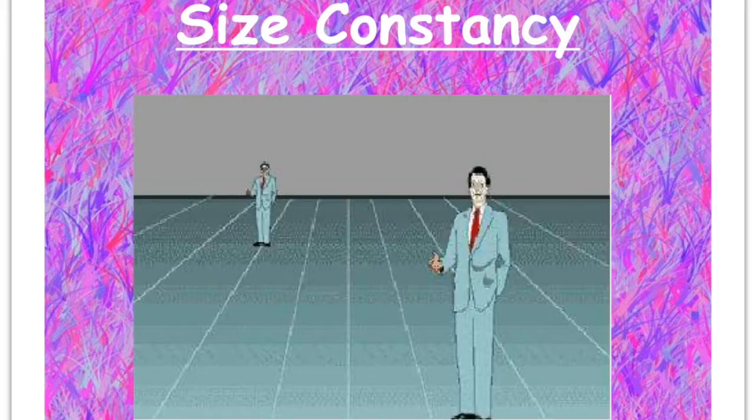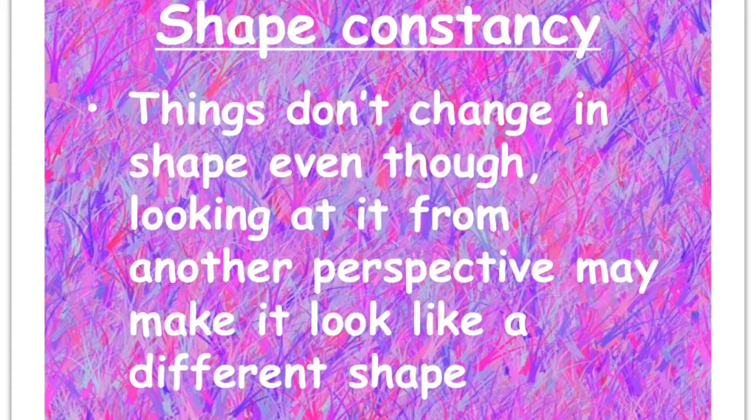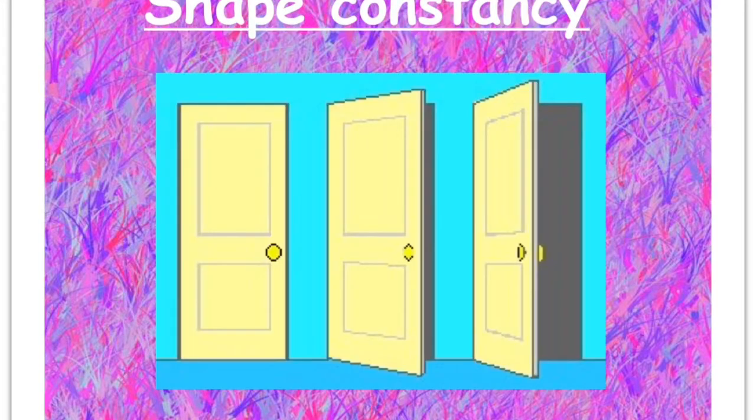So again, here you see, the guy is supposed to be about the same size, and you get that. So when he's standing back here versus here, you just know over here you're closer to me, over here you're further away. Same thing will happen with shape. You look at something and you know what shape it is, and when you see it at another angle, you don't actually think it's a different shape. So an obvious example would be a door.